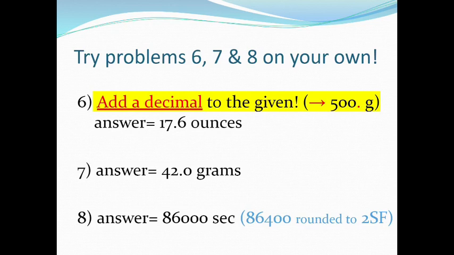Now, we need to make a quick change and addition to number 6 here. We need to put a decimal at the end of that given. I really don't want you to have to round that down to 1 sig fig. I'm never purposely going to have you round something down to 1 sig fig. So, just put a decimal there, make it 3 sig figs so that my answer with 3 sig figs makes more sense.